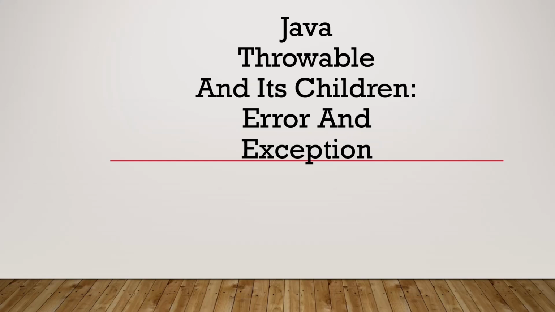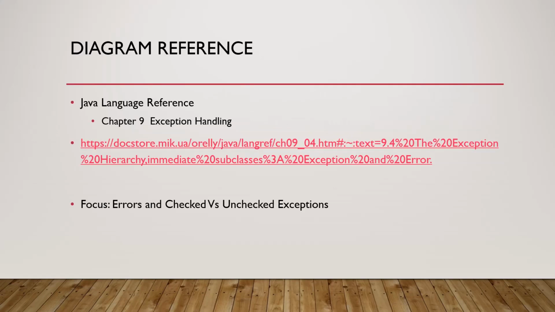Hello, welcome to our discussion of the Java Throwable and its children, Error and Exception. We're going to immediately go to a diagram of this exception category from the Java Language Reference, Chapter 9. You can search for that. Also, the URL is explicitly there. We're going to focus on errors and checked versus unchecked exceptions.